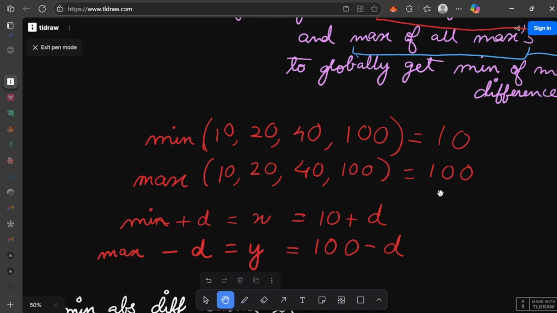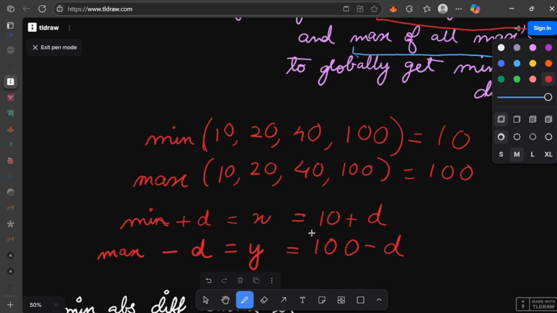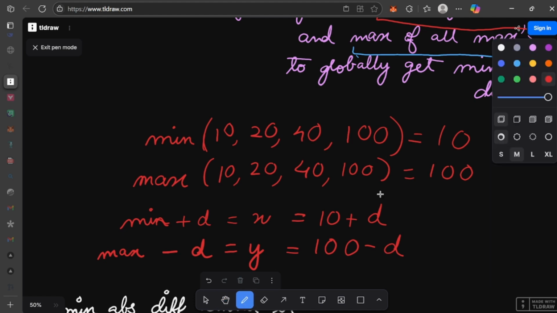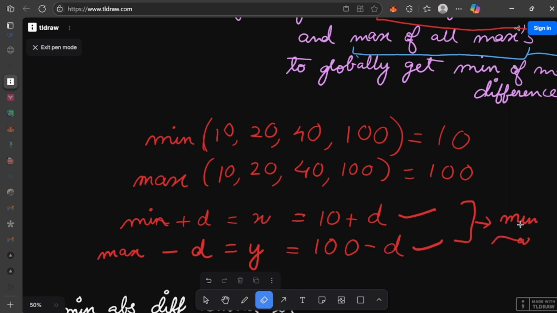So here it's 10, here it's 100. So my minimum plus d would be x, which is 10 plus d and 100 minus d. These are the two cases possible. I would substitute these two cases and see in which one of these two I'm getting the minimum of maximum value. That would be my answer. So I got two cases from here.